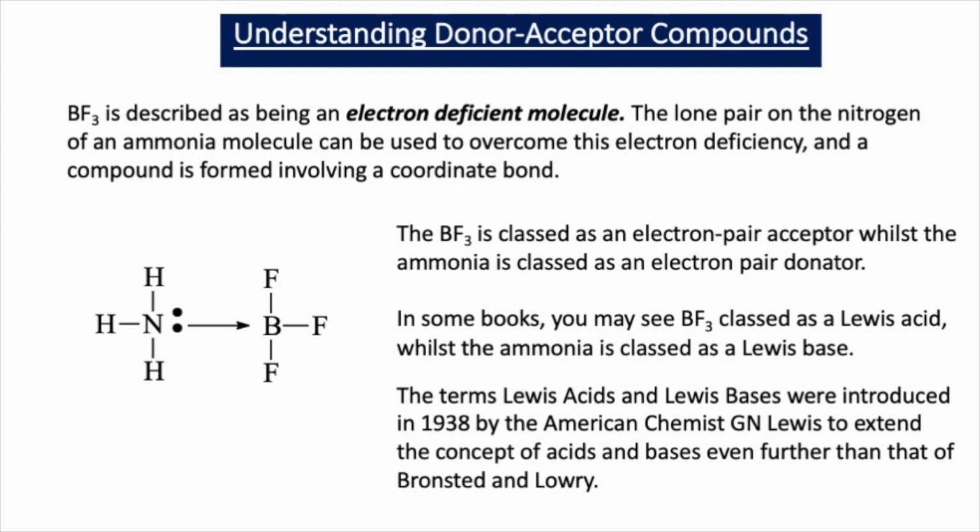Now if you undertake wider reading, you may come across in some books that BF3 is classed as a Lewis acid, while the ammonia is classed as a Lewis base. The terms Lewis acid and Lewis base were introduced in 1938 by the American chemist G.N. Lewis to extend the concept of acids and bases even further than that of Bronsted and Lowry. You don't need to know the term Lewis acid and Lewis base. However, you do need to be able to recognize where electron pairs are being donated and electron pairs are being accepted.